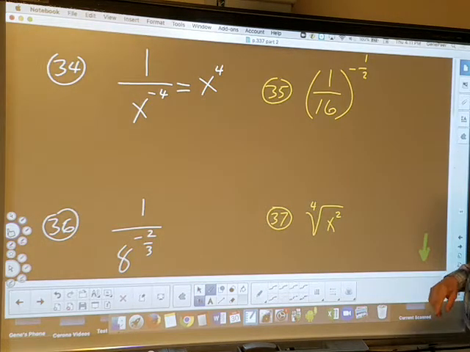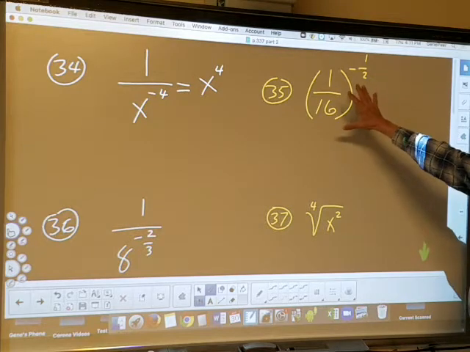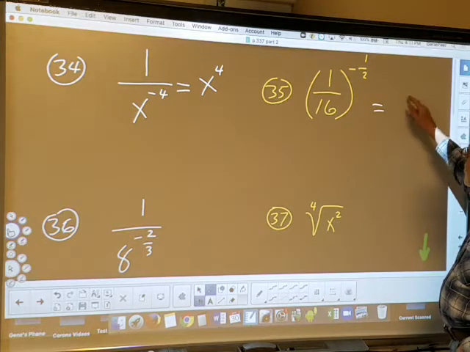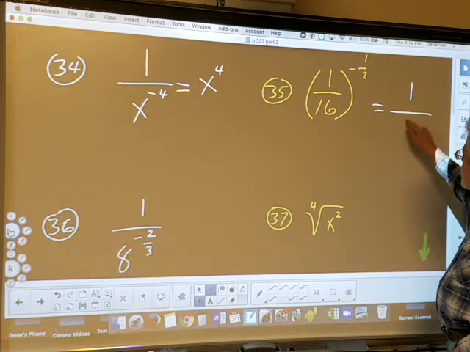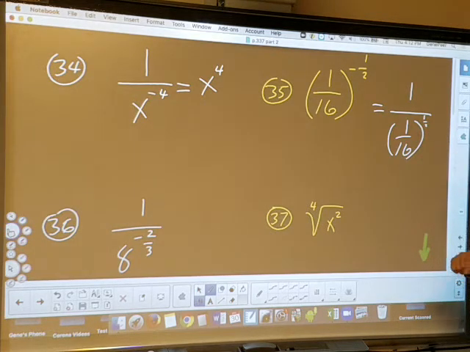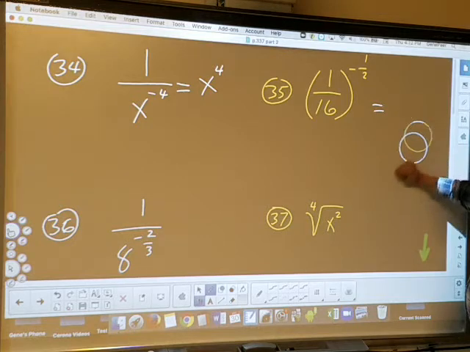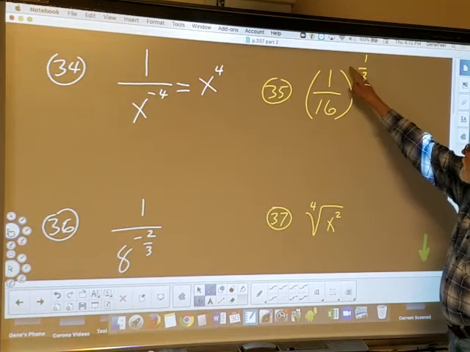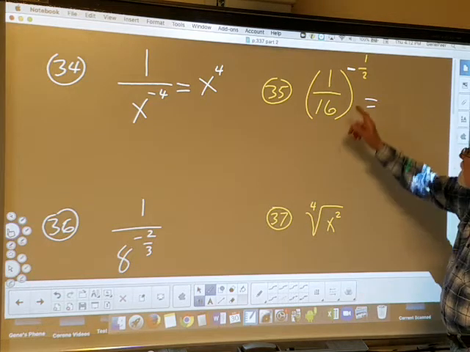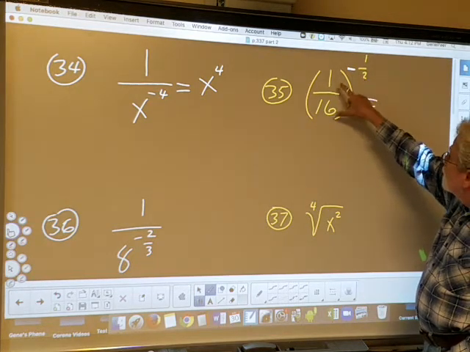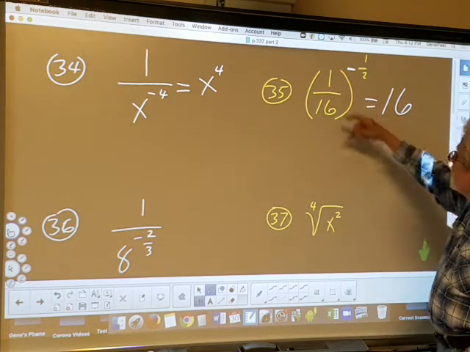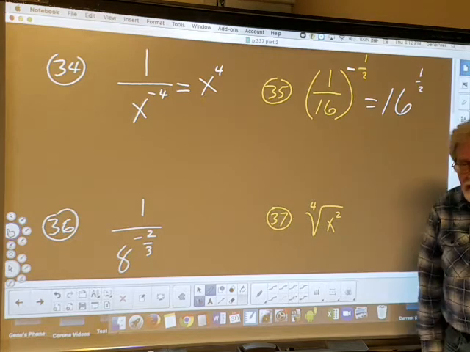Number 35. Well, in this context, yes, you could think of it as move me to the other side, which would give you a rather ugly result of 1 over 1/16 to the 1/2. But that's a pretty ugly way of looking at it. Better to think of it as meaning, give me the reciprocal. They mean the same thing. The reciprocal of 1/16 being 16, yes, just flip it, to the 1/2. It's still to the 1/2 power.